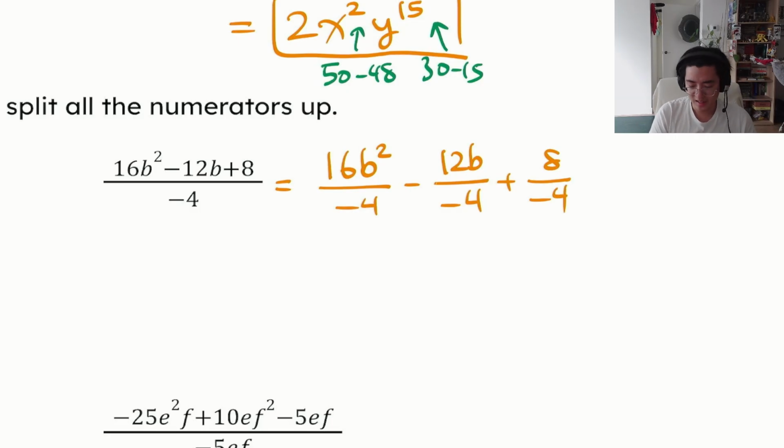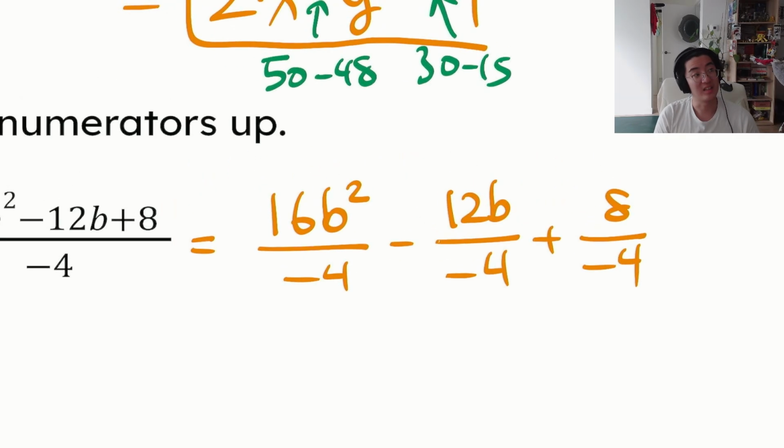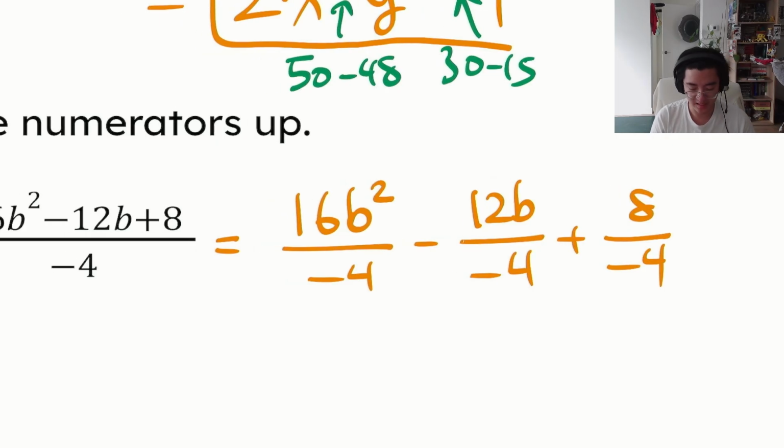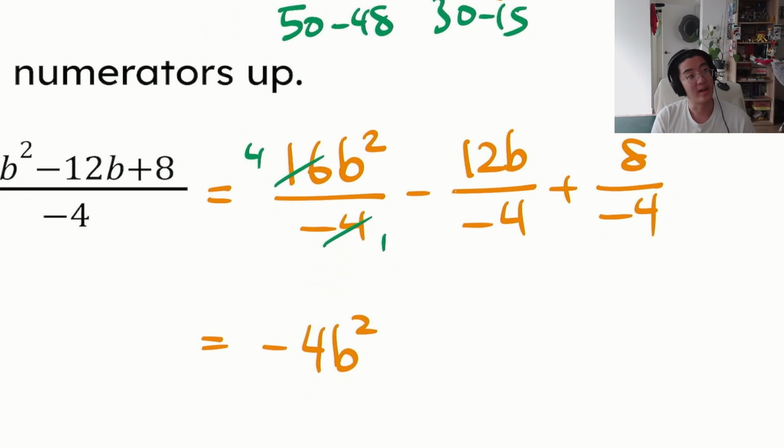Right, we gotta stop putting 6 and b next to each other. It looks too similar. Right, so we got 16b squared divided by negative 4. And of course, as you can see here, this only applies to the coefficient here. 16 divided by negative 4, both divisible by 4, is, be careful here, negative 4b squared. Right, a positive number divided by a negative is negative.